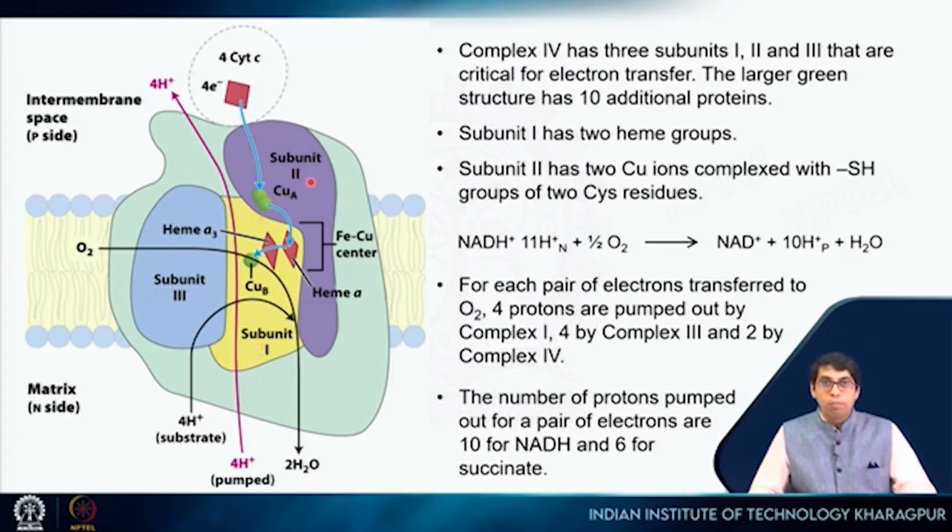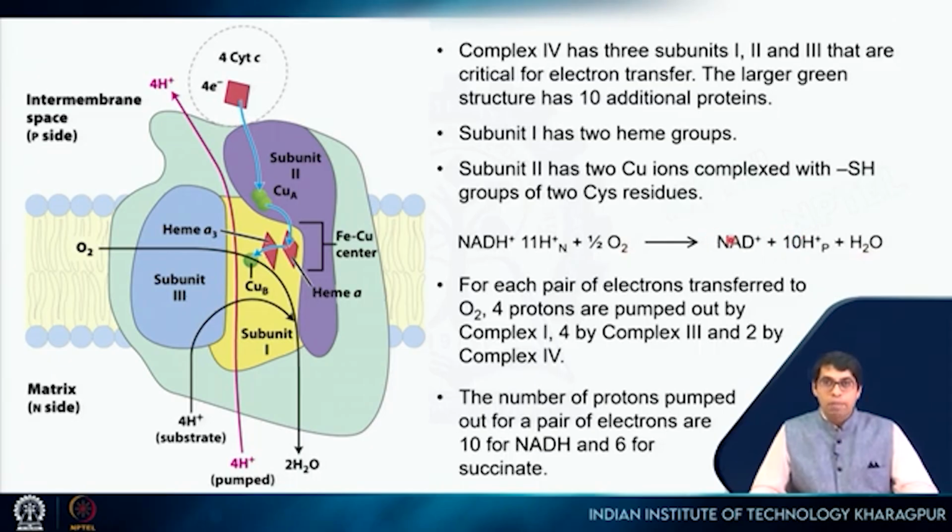Subunit 2, which is shown in purple, has 2 copper ions complexed with the thiol group of 2 cysteine residues, right? So there is a copper ion. In this case, a cofactor is copper. The reaction for this is shown here. NADH plus 11 protons plus half oxygen will give you NAD plus. So NADH becomes NAD plus. 1 proton from here is taken up, 1 proton from here and 11 protons from here. So they are all taken up by this oxygen to produce water, right?